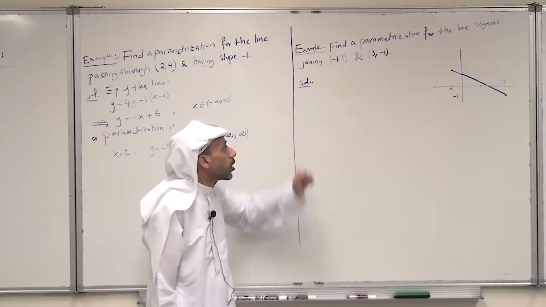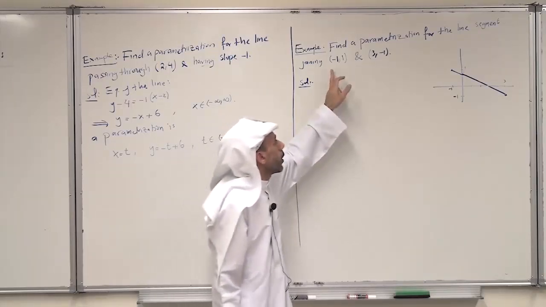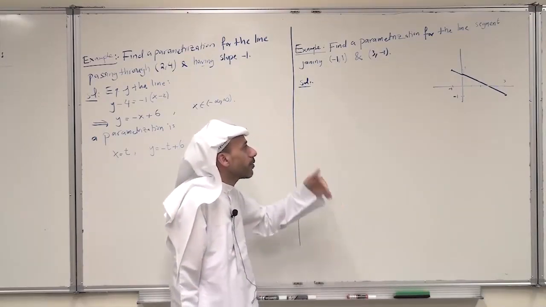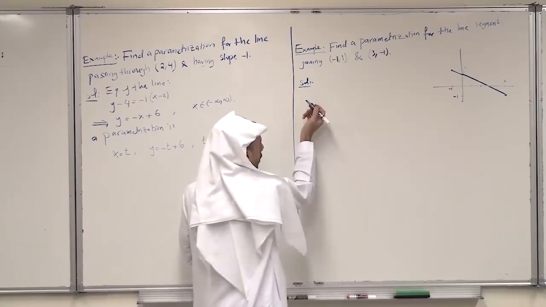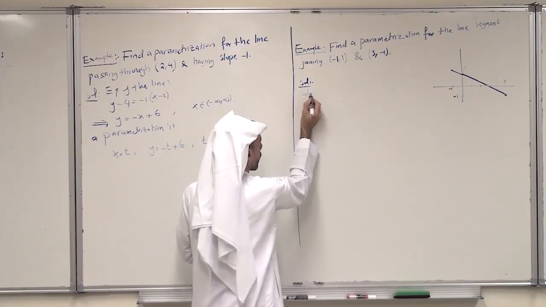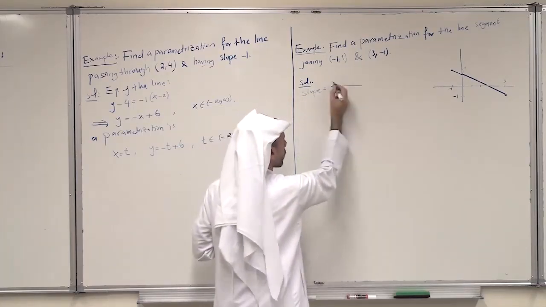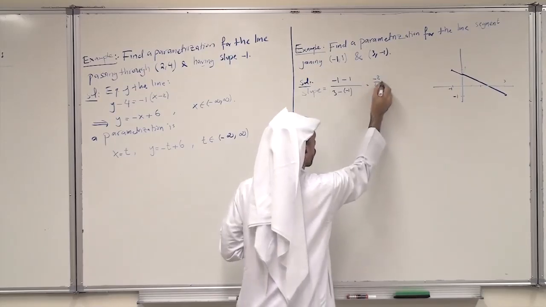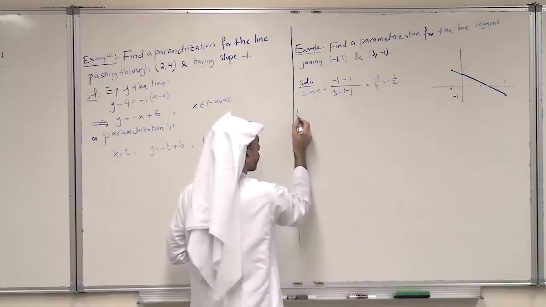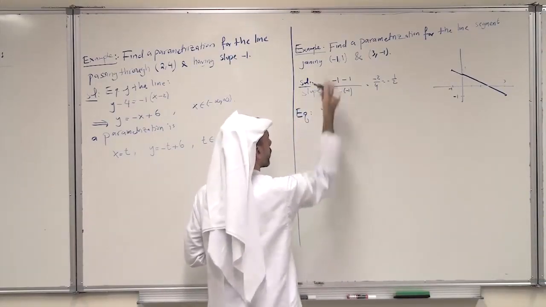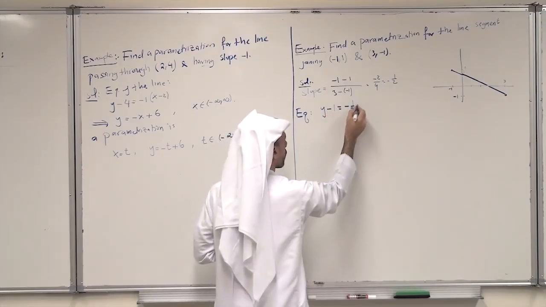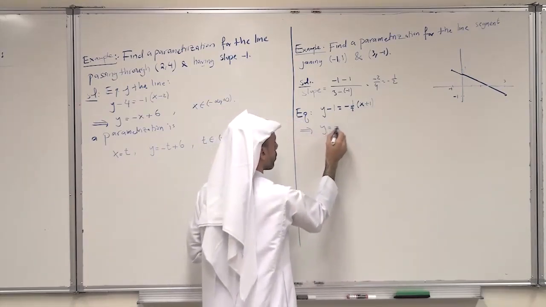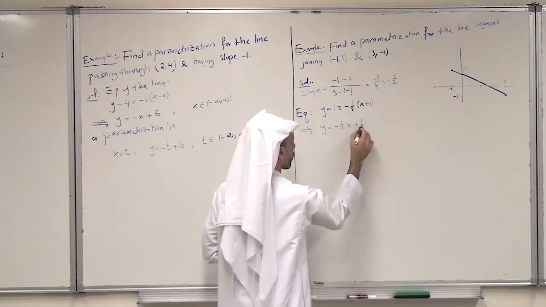As a second example, find a parameterization for the line segment joining the points (-1, 1) and (3, -1). The graph is given there. So again, first we find a Cartesian equation for this line segment. First, find the slope using the two points: (-1 minus 1) over (3 minus (-1)), which is -2/4 or -1/2. Now the equation of the line, by taking the slope and the first point: y minus 1 equals -1/2 times (x plus 1). Simplifying, we get y equals -1/2 x plus 1/2.